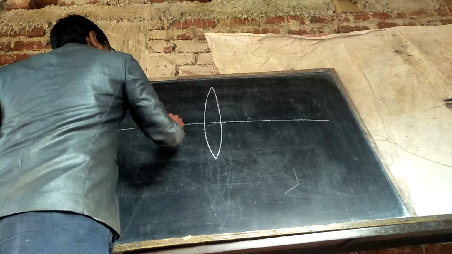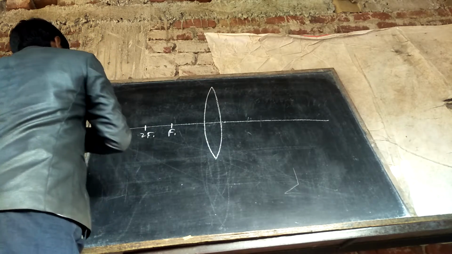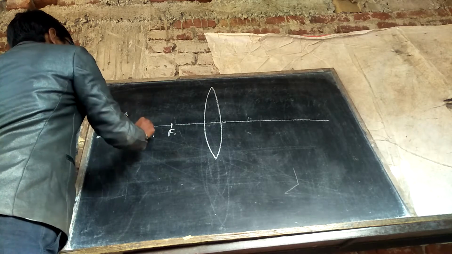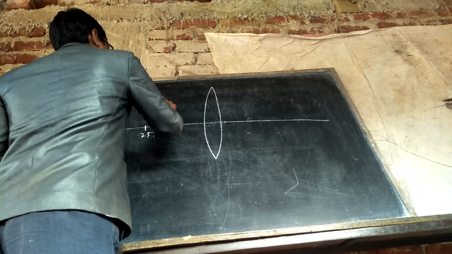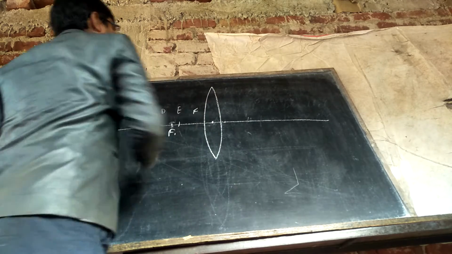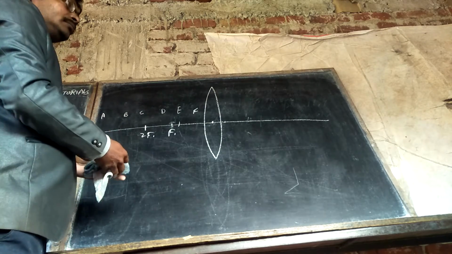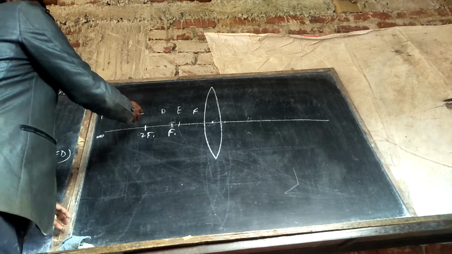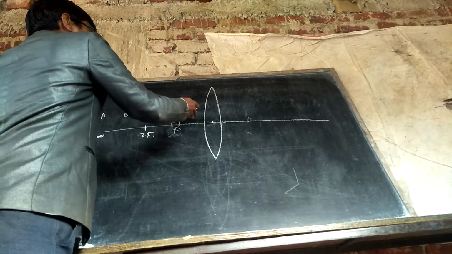First case, here F1 to F1 and infinity. The positions will be at infinity, between infinity and 2F1, at 2F1, between 2F1 and F1, at F1, and between F1 and optic center. There are 6 positions where an object could be placed.